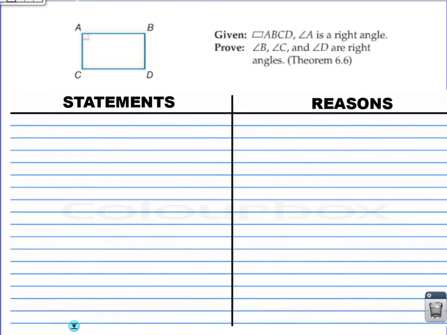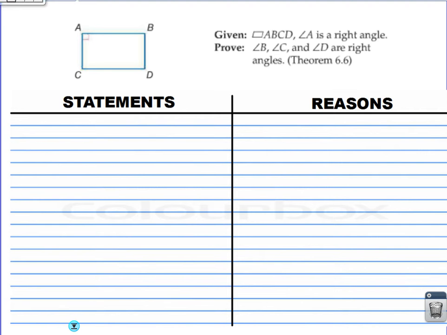Same thing on this one. Let's go through how we would prove it. ABCD is a parallelogram, and we're given that angle A is a right angle. And I want to prove that they're all right angles. What's true about angle A and angle D? They're the same. They're congruent.